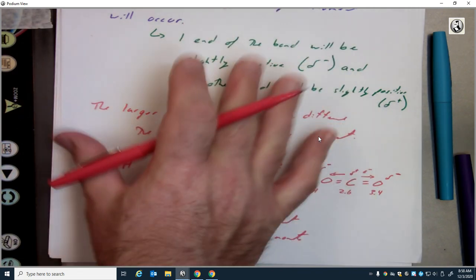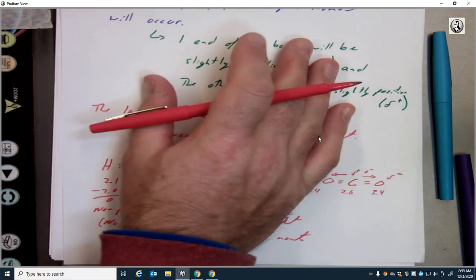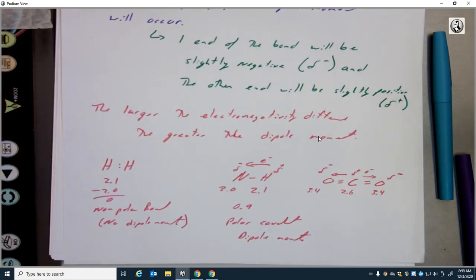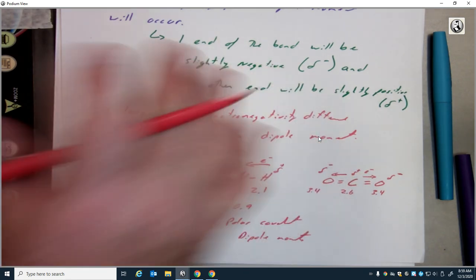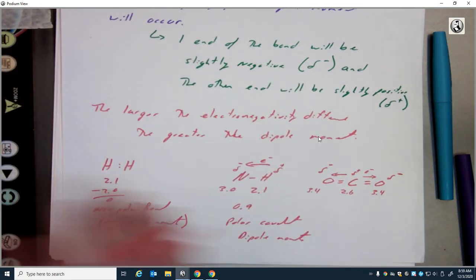Now, this plays an important role in what's called molecular polarity. This is bond polarity, and bond polarity is an important part of molecular polarity, but they are different.